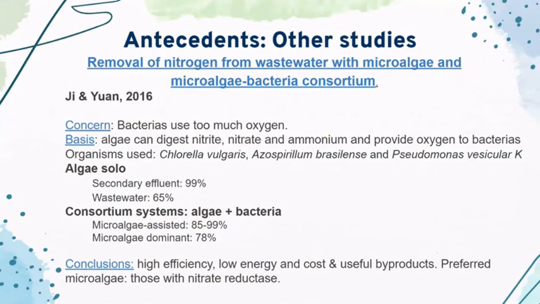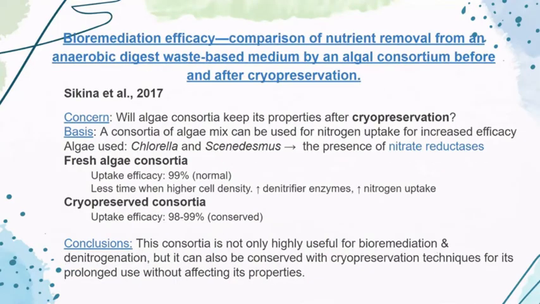The consortia systems, when being microalgae assisted, meaning algae provide oxygen for the bacteria, had an efficacy of 85 to 99%. However, when being microalgae dominant, meaning that algae make the digestion, 78% efficacy was obtained. The conclusions are therefore that algae systems are useful and low energy, and the suggestions involve using algae that produce nitrate reductase.